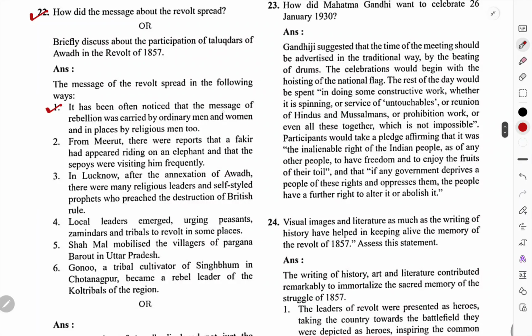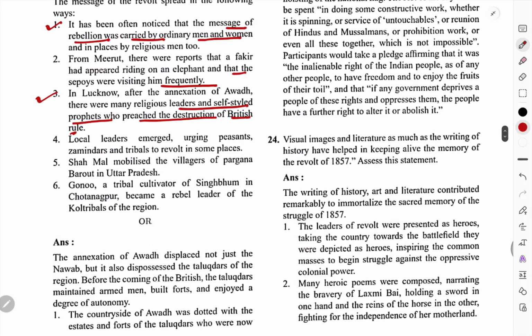It has often been noticed that the message of the rebellion was carried by ordinary men and women, and sometimes by religious men too. From Meerut there were reports of a fakir who had appeared riding on an elephant, and the sepoys were visiting him frequently. In Lucknow, after the annexation of Awadh, there were many religious leaders and self-styled prophets and priests preaching the destruction of British rule.